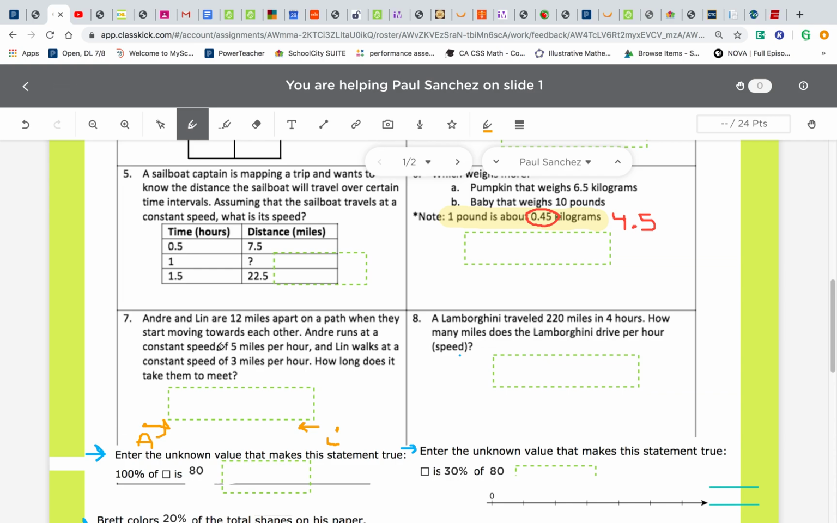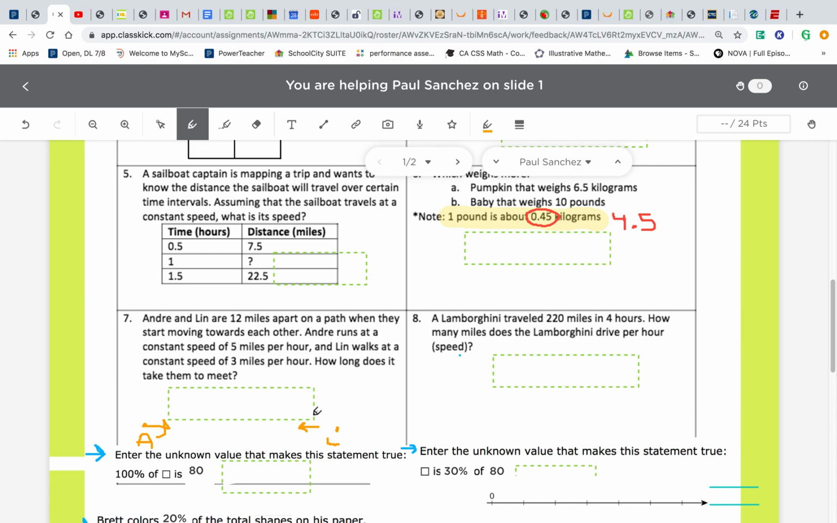Well, what is their rate of speed here? How much ground are they covering? This one is difficult or tricky, possibly, because they're coming towards each other. So that means that if Andre is going 5 miles per hour and Lynn's going 3 miles per hour, they're actually covering 8 miles in an hour because they're going in opposite directions. So it's like they're kind of working together to cover this distance between them.